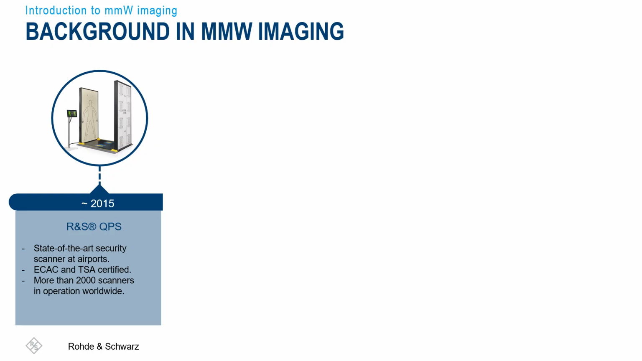Where are we actually coming from with millimeter wave imaging? So it all started around 2015 when we released the first body scanner, the QPS. That's also probably where you know Rohde and Schwarz from. So when you go to the airport, you go to the security scanners, you get screened, and it's detecting forbidden objects like knives or weapons.